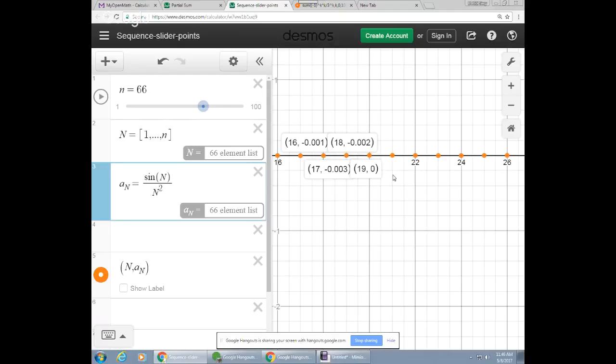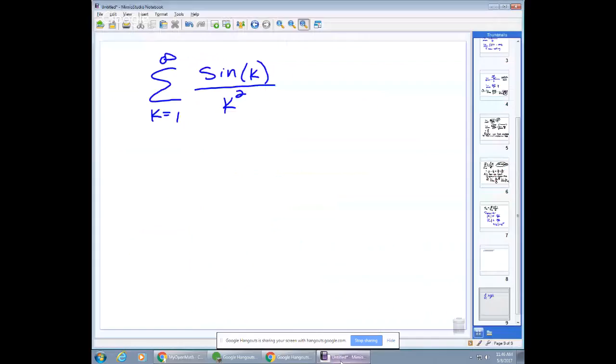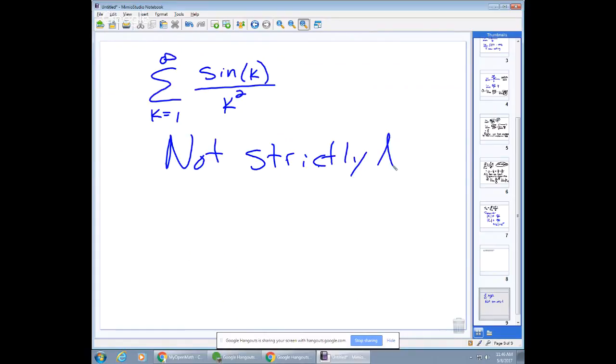We ran out of decimal places here, so we've met the limits of Desmos, unfortunately. Ooh, positive, positive, 0. Is it really 0? No, Desmos just needs more decimal places. I should have had the GeoGebra app ready, but that's okay. So this particular series is not strictly alternating. Okay, so it's not strictly alternating. That means I cannot apply the alternating series theorem.